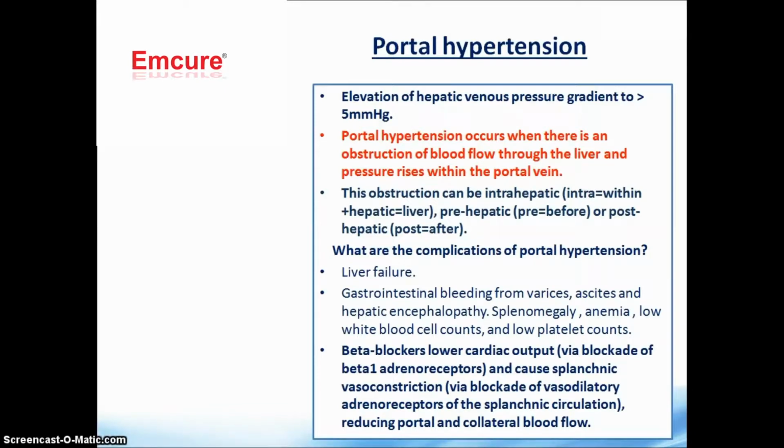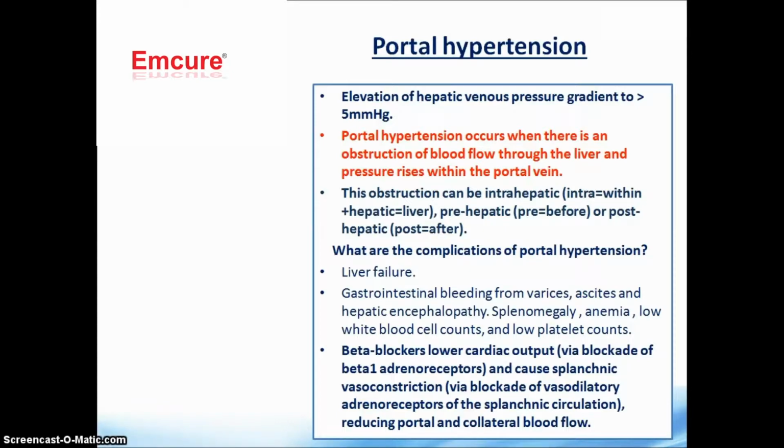What are the complications of portal hypertension? It can lead to liver failure. It can lead to GI bleeding from swollen veins, which are called varices. Ascites, that is accumulation of fluid in your abdominal cavity. Hepatic encephalopathy, that means your functions of the brain are impaired. You can have splenomegaly, that means increase in the size of the spleen.